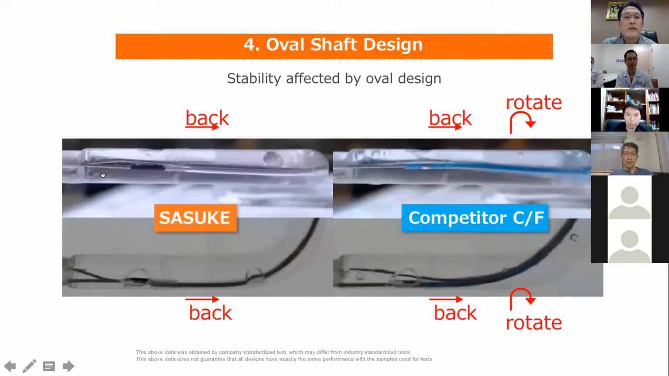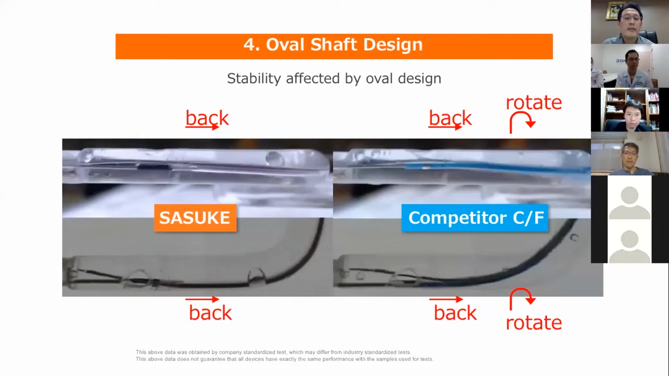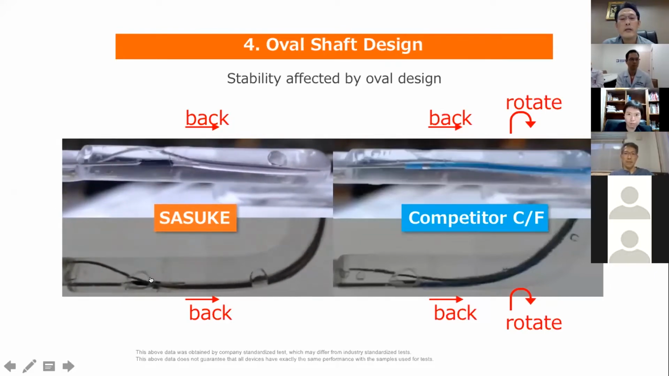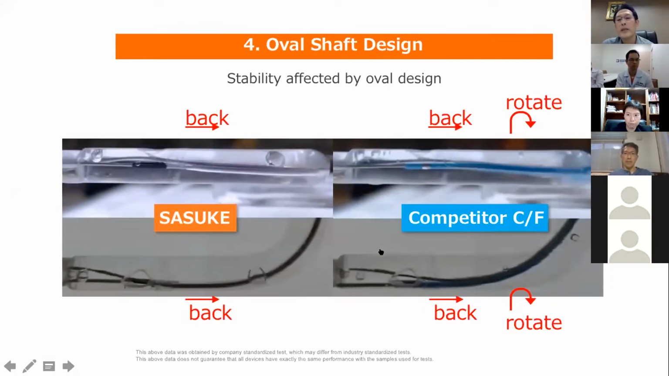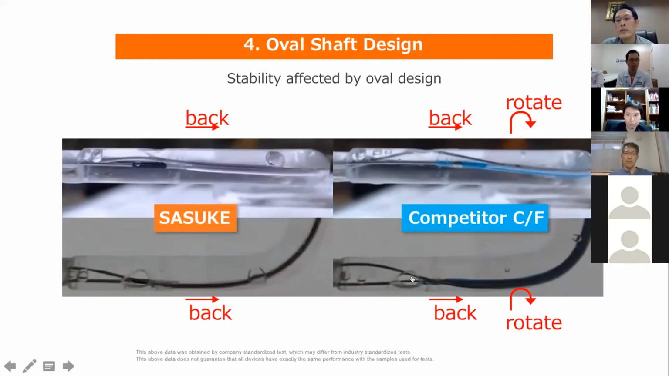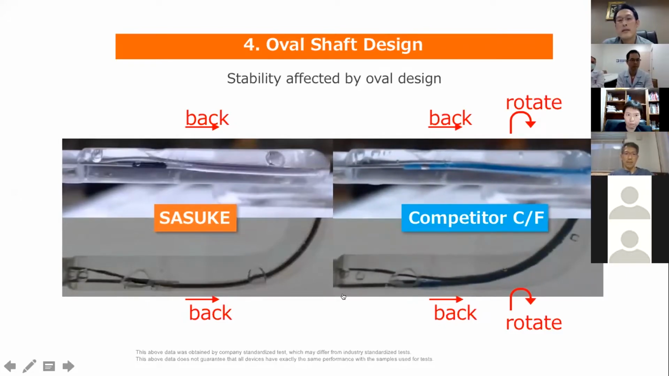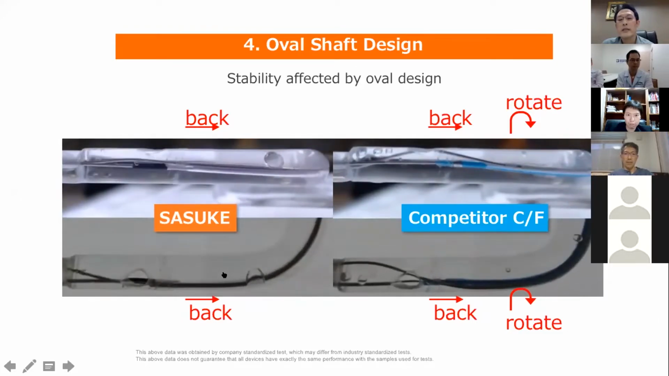And this is the bend test from the experiment. When you use the Sasuke and advance the guide wire, there is some resistance, and the microcatheter only backs up. But compared to the other competitors, it not only backs up, it also rotates. The Sasuke does not rotate, so it's quite stable compared to the other competitors.